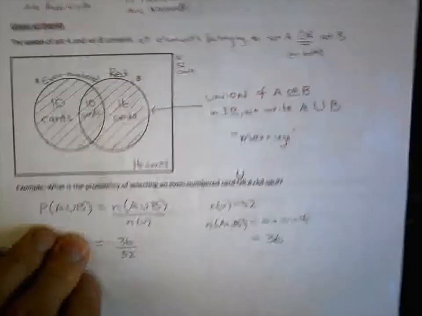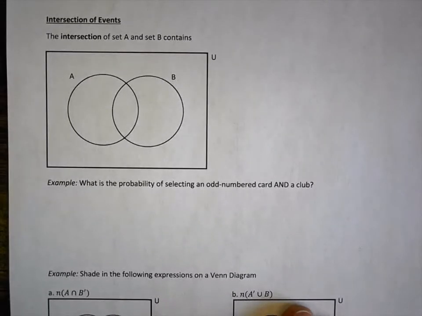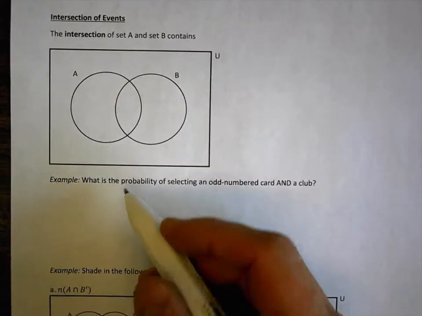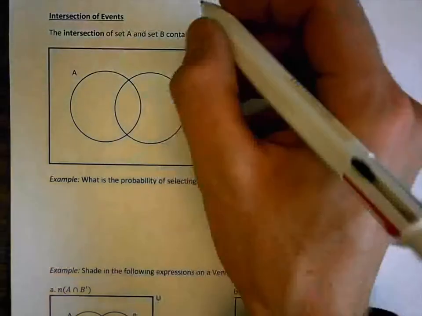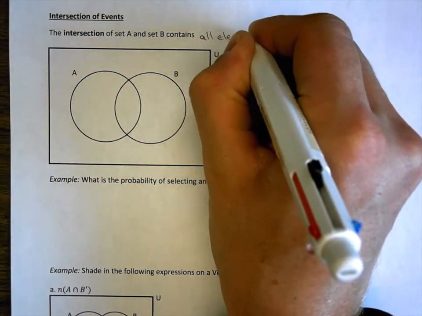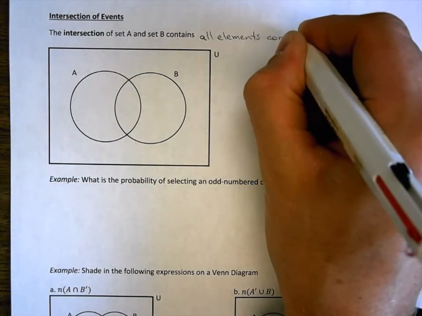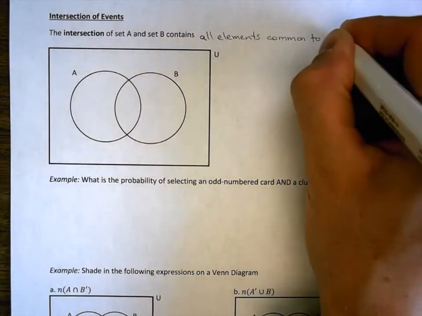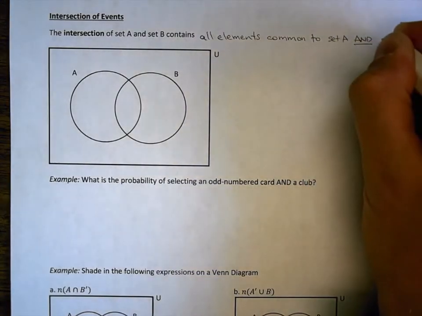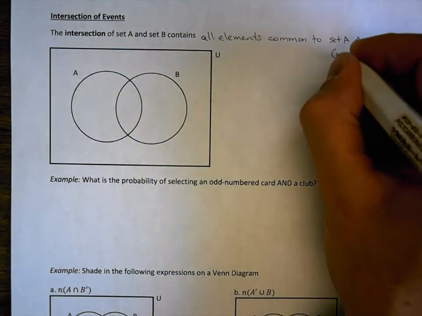Okay, let's continue with our other kind of logic for looking at events, which is the intersection of events. The intersection of set A and set B is the set where all elements are common to set A and set B. They must be part of both.